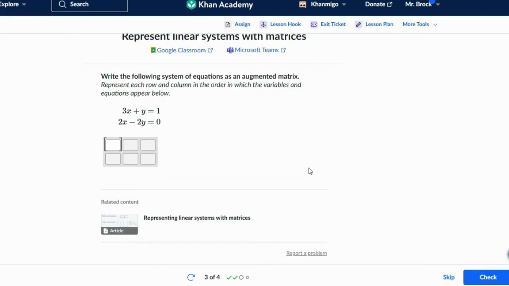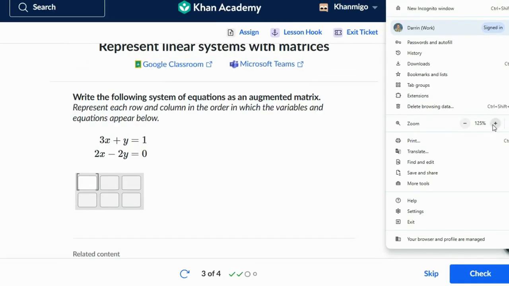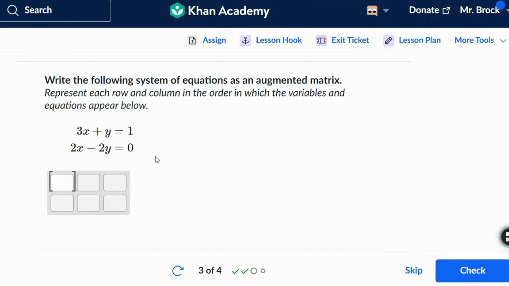Next question. Oh, we're going to write another one. They made this one easy on us. They gave us x and y in both equations. So this would be the x column, right? We'd have a 3 in this column and a 2 in this column. This would be the y column, a 1 here and a -2 here. And then just a 1 and a 0. I did those by columns instead of by rows, just putting all the x's, all the y's, and the constants.